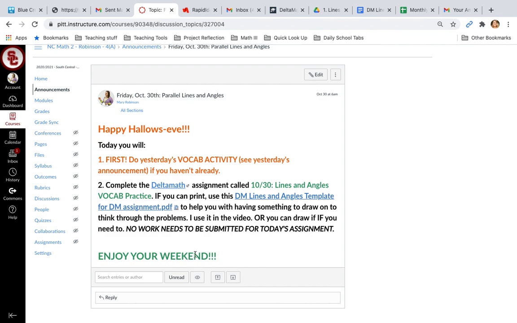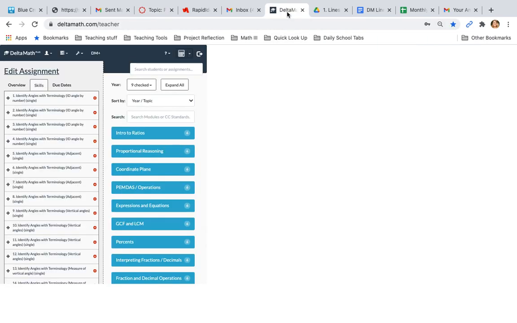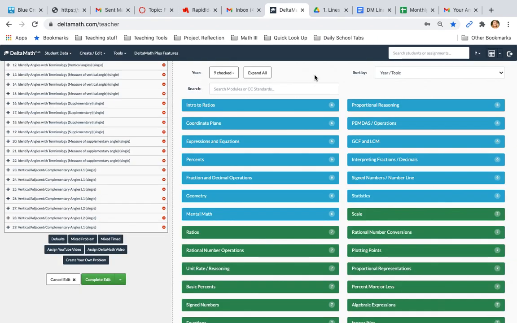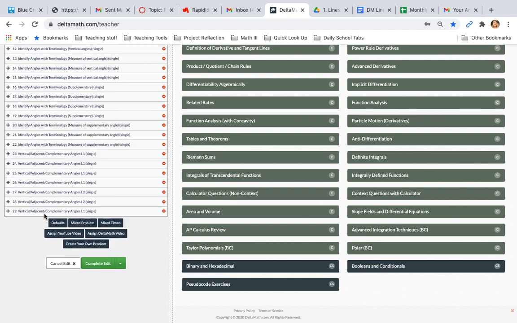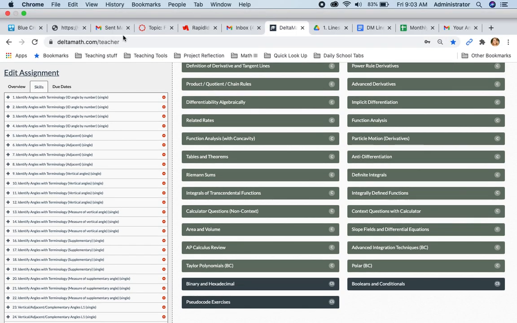Work needs to be submitted for today's assignment, and all you have to do is the Delta Math assignment for today. So I'm going to go ahead to the Delta Math assignment. I know you might look at it and go, oh my gosh, there's so many problems. It's really not bad. There are 29 problems, but I'm going to do a bunch of them with you, and it's really just answering quick questions. So not any real calculation other than maybe a quick addition or subtraction. So it'll be pretty easy.